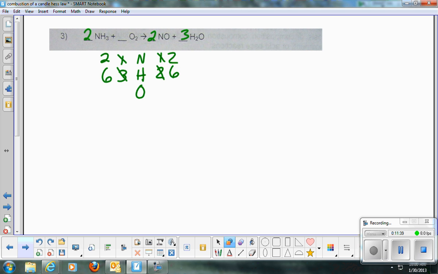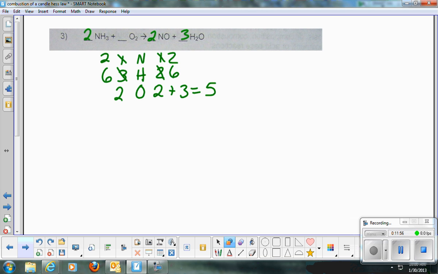Okay, now I'm looking at my oxygens. On the left, how many oxygens do I have? 2. How many on the right? Careful, I have 2 with the NO, plus I have 3 with the water. Gives me a total of 5.